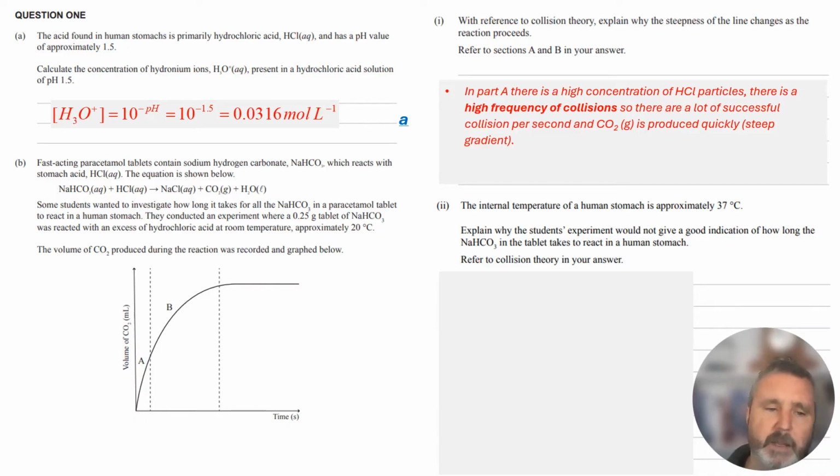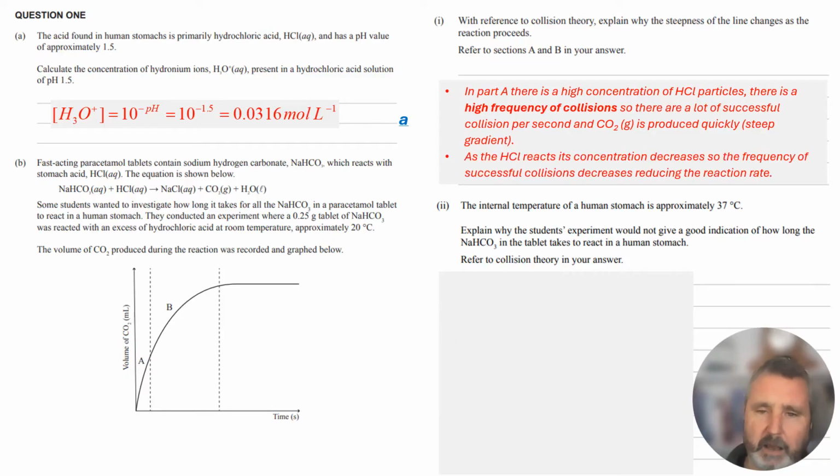Now let's explain B, and we'll just do it in comparison to A. So as the HCl reacts, its concentration decreases, so the frequency of successful collisions decreases, reducing the reaction rate. I should have said in part B, the concentration decreases, but that's pretty evident from what I've written here.